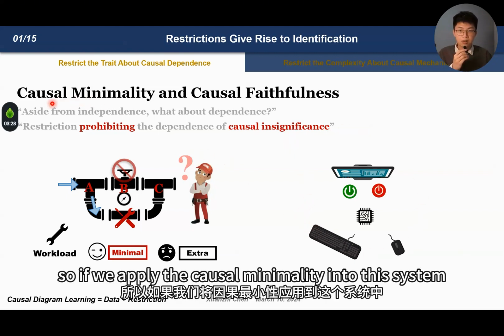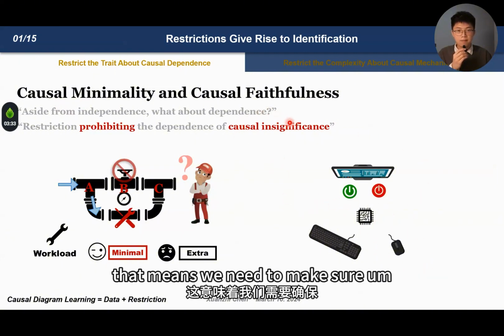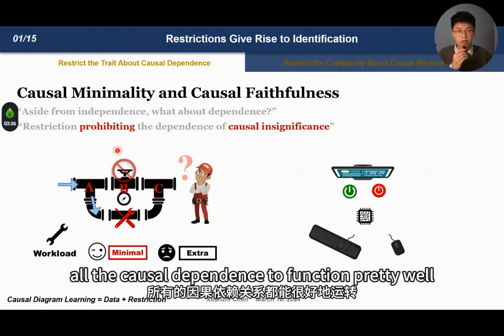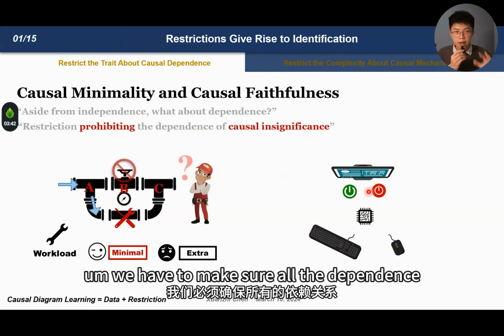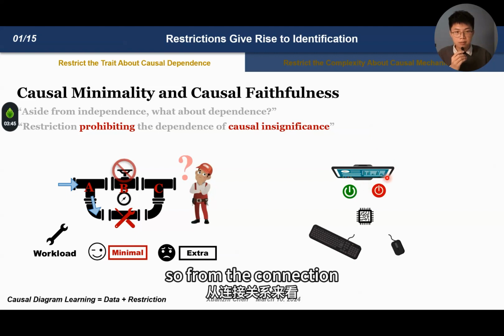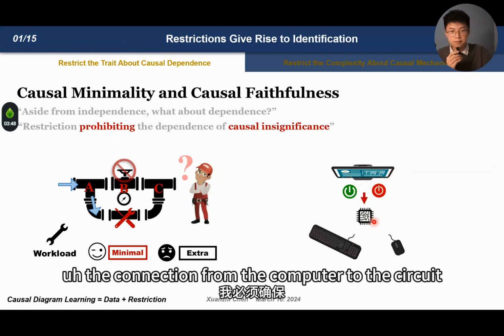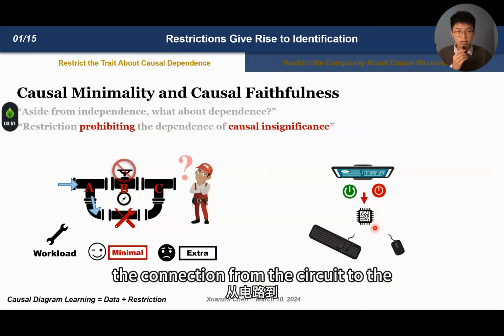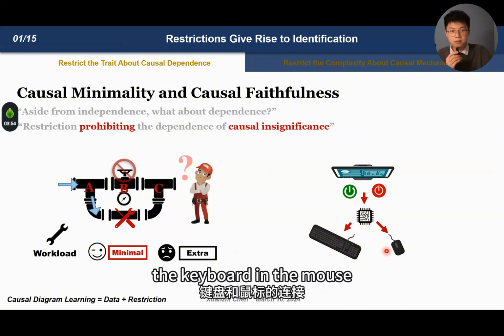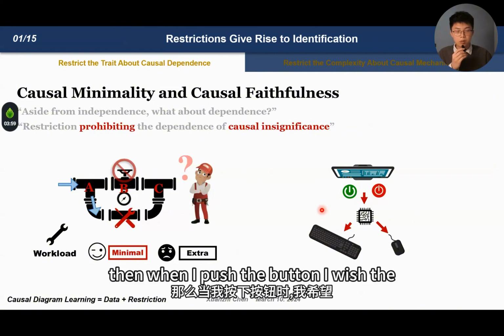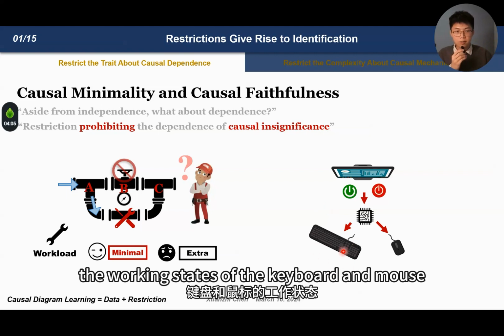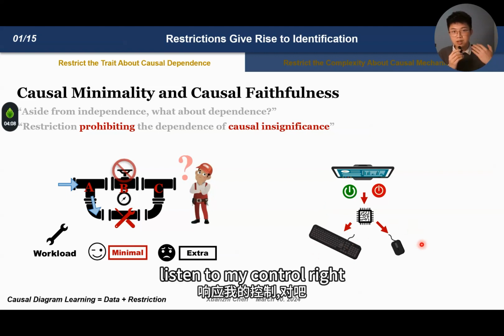So if we apply the causal minimality to this system, that means we need to make sure all the causal dependences function pretty well. There should not be any accident here. So I have to make sure of the connection from the computer to the circuit, and the connection from the circuit to the keyboard and the mouse. If these function well, then when I push the button, I wish the working states of the keyboard and mouse would faithfully listen to my control, right?